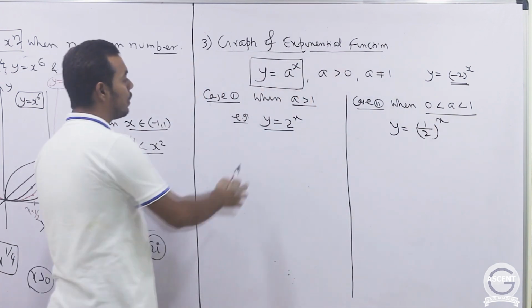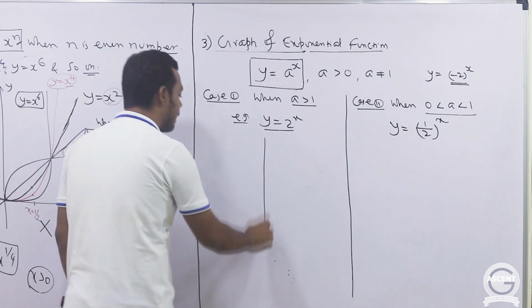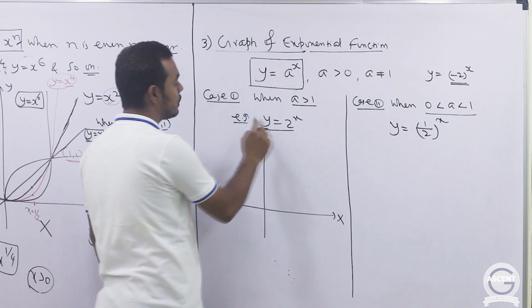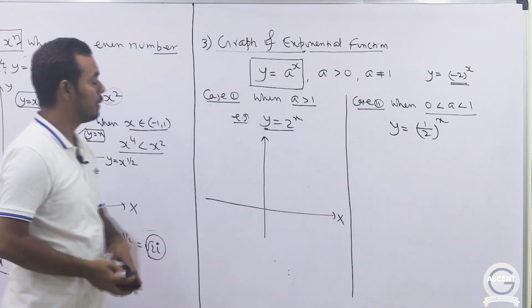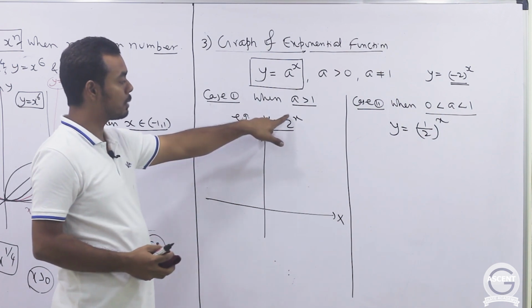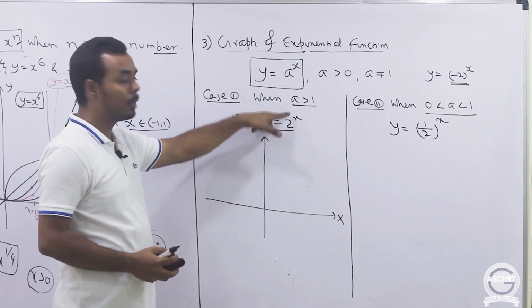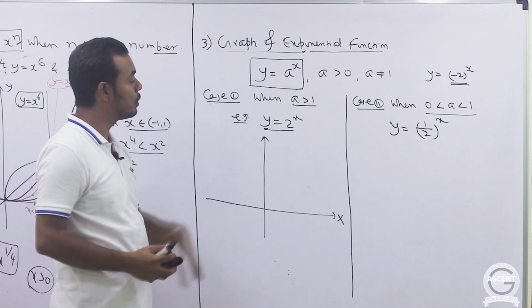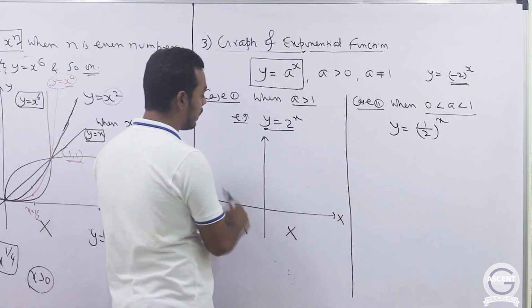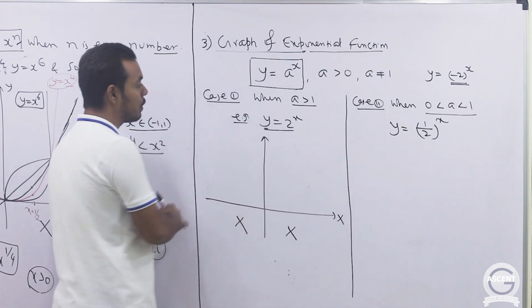Suppose I want to draw the graph of this function. First of all, whatever the value of x, our y is always going to be positive, right? Even if x is negative, 2 to the power x will be positive. Say if x is minus 2, y will be 2 to the power minus 2, which is 1 by 2 to the power 2. So for all values of x, y is always positive. The graph will be in the first and second quadrant.